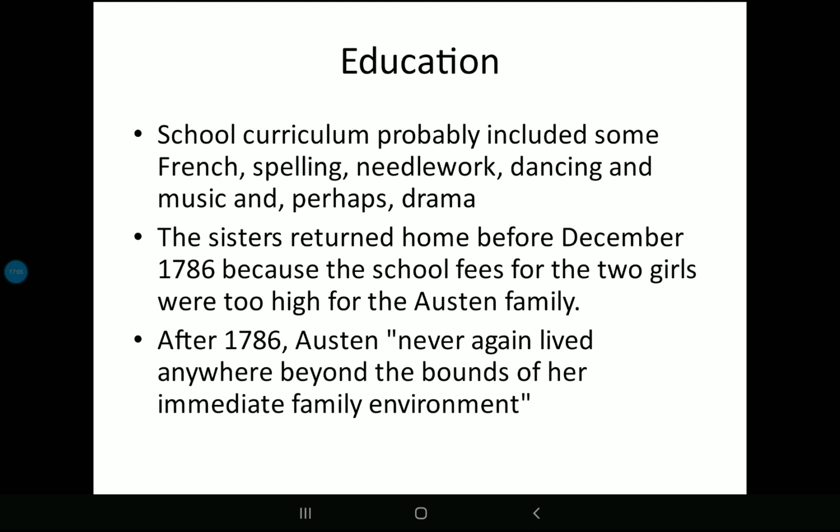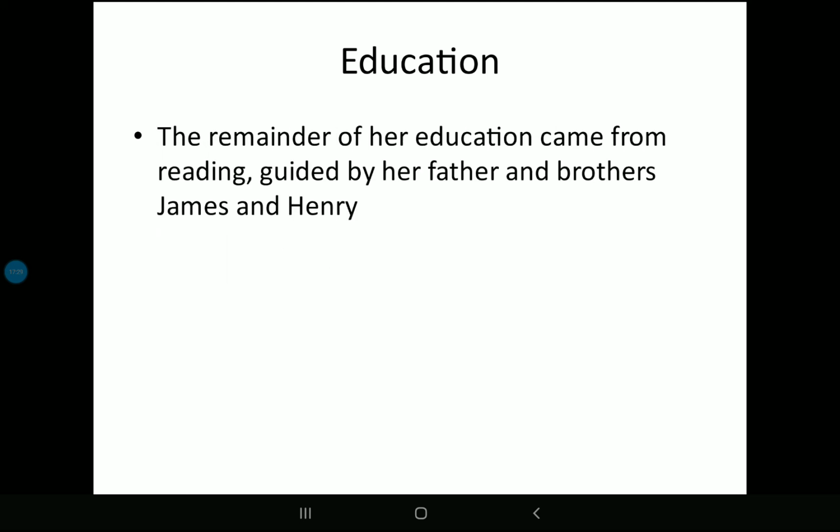After 1786, Austen never again lived anywhere beyond the bounds of an immediate family environment. This is something very interesting. She never left her family. The remainder of her education came from reading, guided by her father and brothers, James and Henry. So basically, she received her education through her father and her brothers, whose names were mentioned earlier, James and Henry. So that's how she was educated.